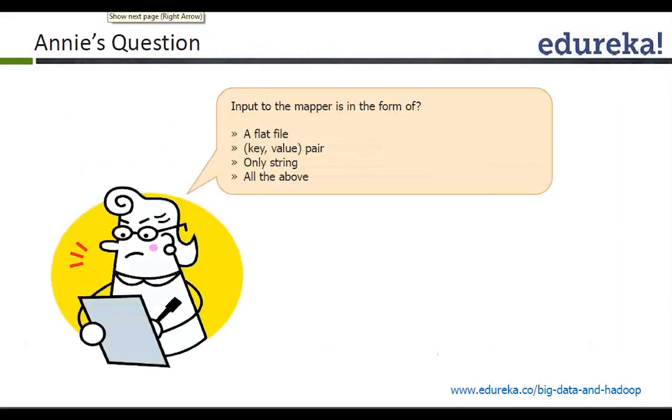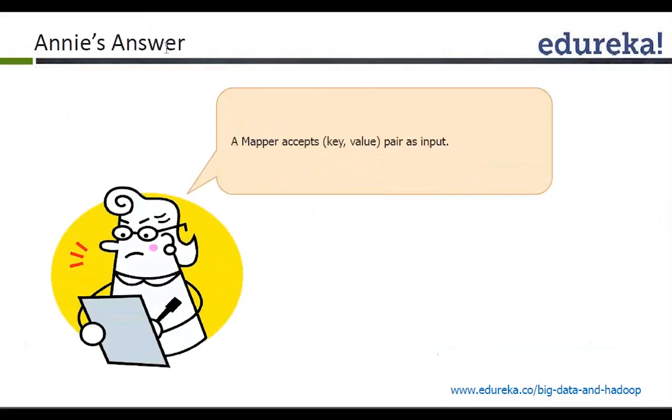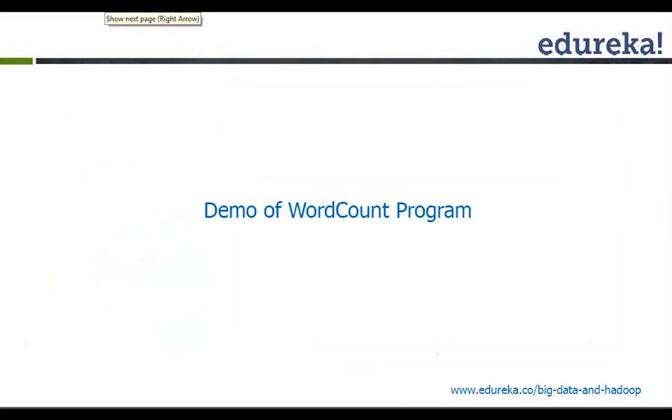So Annie is back. So input to the mapper is in the form of what? Input to a job is a file, whereas input to a mapper is going to be keys and values, not strings. Input to a mapper would be keys and values, right? Okay? Because that's what we just said right now. Input to the mapper is always key and value. It is not string. Let's move on. So yes, the mapper accepts a key and a value as an input.